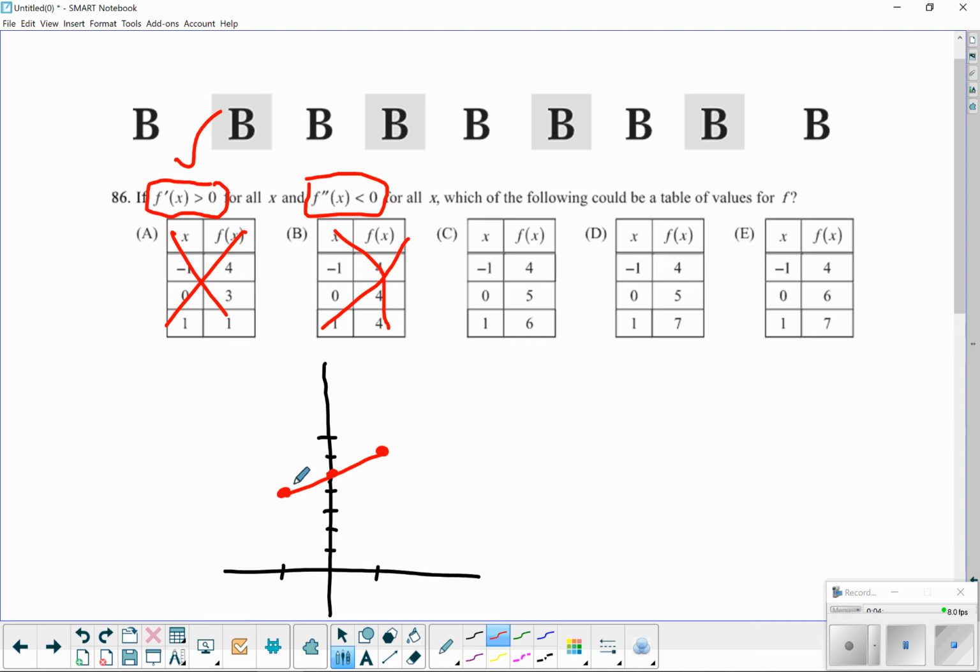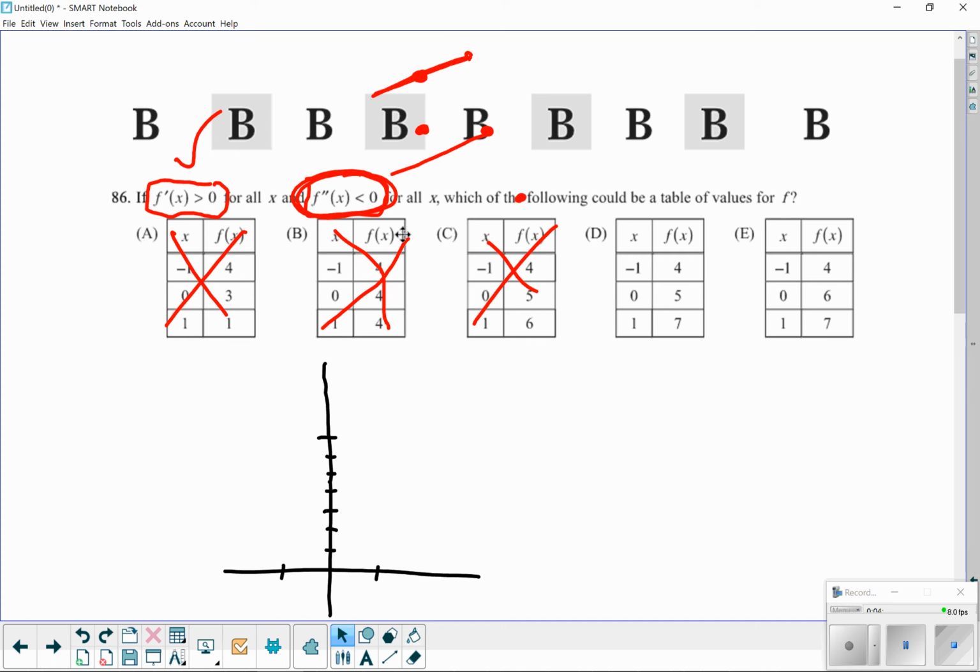But this is not concave down because it's too steady, right? It's consistently rising at the same rate, and the second derivative will actually be 0 because it's just consistent. But we want the second derivative to be negative, which is concave down. And right here, this is consistently growing at 1. So then we know that it cannot be C in this case. Okay, so it's not C.